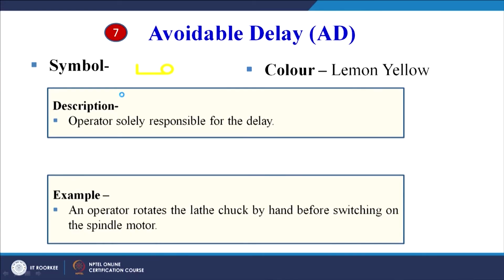Then the avoidable delay, for which the operator is solely responsible, can be easily avoided. For example, an operator rotates the lathe chuck by hand before switching on the spindle motor. Maybe he can directly switch on the spindle motor, and the chuck will automatically start to rotate. So he is unnecessarily delaying it by trying to rotate the chuck with his hand.